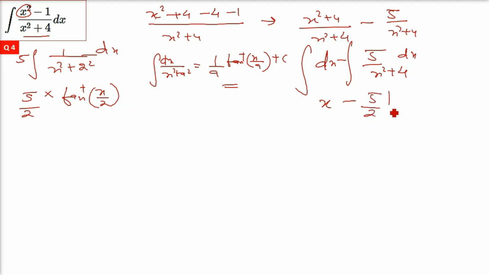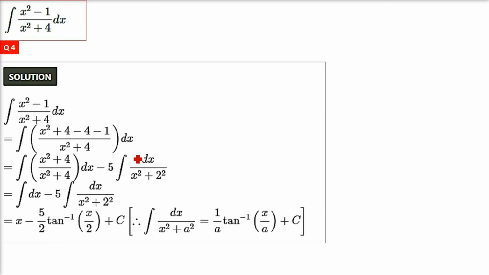Let us write it here. 5 by 2 tan inverse x by 2, plus constant of integration. So that's your final answer. This is your final answer. So this is how you are going to do it.